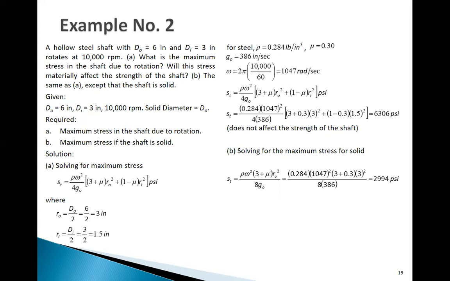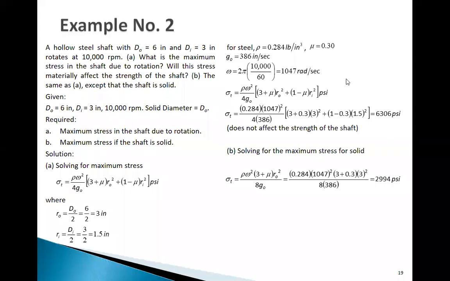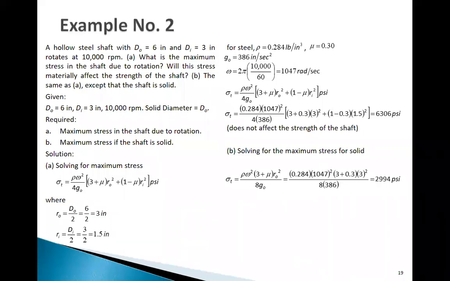Solution A, solving for maximum stress, S sub T is equal to rho omega squared over 4 G times 3 plus mu R sub O squared plus 1 minus mu R sub I squared in PSI, where R sub O is equal to D sub O over 2, which is 6 over 2 or 3 inches, and R sub I is equal to D sub I over 2, or 3 over 2, or 1.5. Now, for steel, rho is equal to 0.284 pounds per cubic inch. So this formula is for hollow shaft. G is equal to 386 inch per second. Oops. This is acceleration. G is equal to 386 inch per second squared.